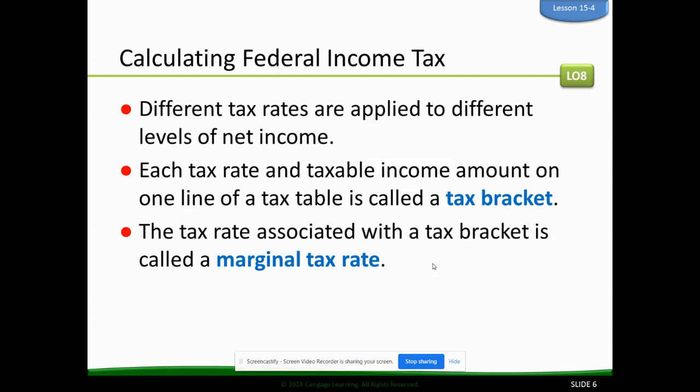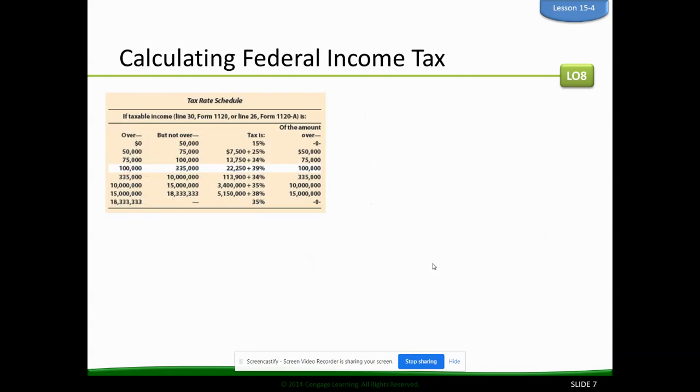There are different tax rates applied to different levels of net income. Each tax rate and taxable income amount on one line of a tax table is called a tax bracket. The tax rate associated with a tax bracket is called a marginal tax rate. So here you can see the different income amounts and then what your taxes are based on your income.